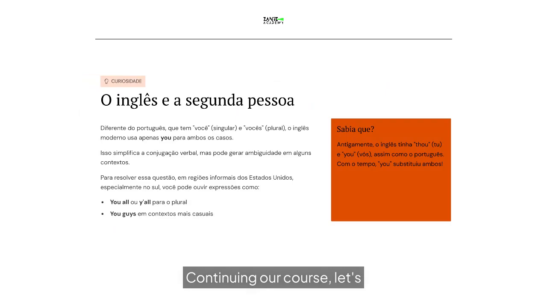Continuing our course, let's explore an interesting aspect of English related to the second-person pronoun, you. Unlike Portuguese, which has distinct forms like você for singular and vocês for plural, modern English uses you for both. This simplification makes conjugating verbs easier, but it can sometimes lead to a bit of confusion in conversation. Have you ever been in a situation where you weren't sure if someone was speaking to you or a group?